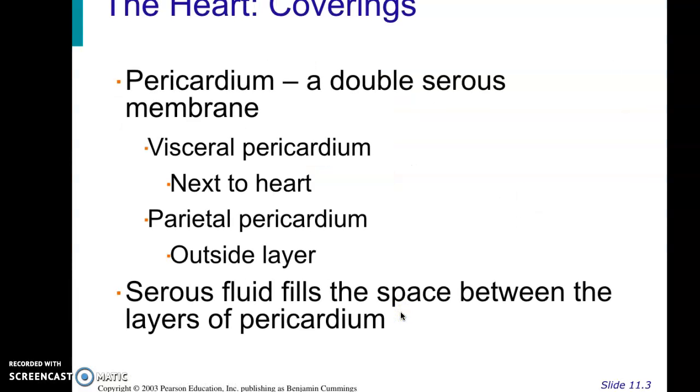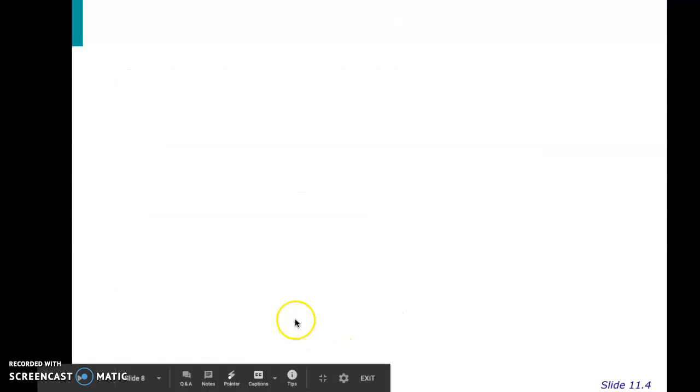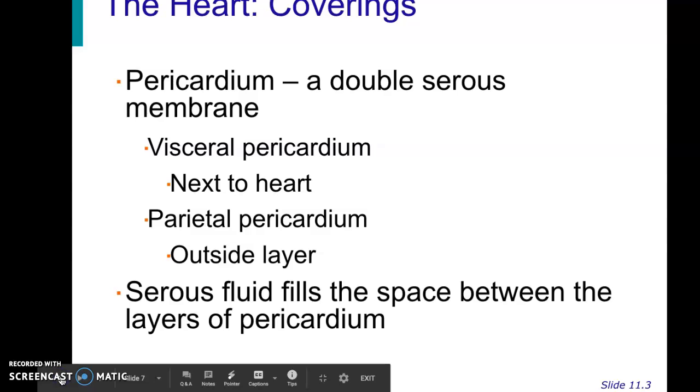Like all of the organs, it has a double serous membrane. Remember, that means there's a membrane that lies on the surface of the organ, and then there's fluid in between and a membrane that lies towards the body cavity. The names of those, remember: visceral is the name of the serous membrane that lies on the organ. Parietal is the one that lies towards the body cavity. Since we're talking about the heart, the membrane that surrounds it is called the pericardium. So my visceral pericardium is next to the heart. My parietal pericardium is around the heart, but it is on the outside towards the body cavity.